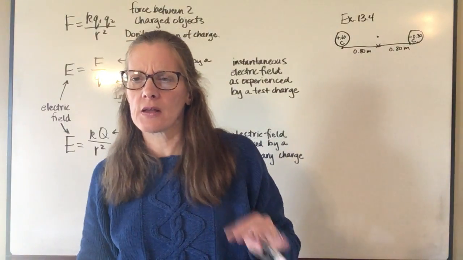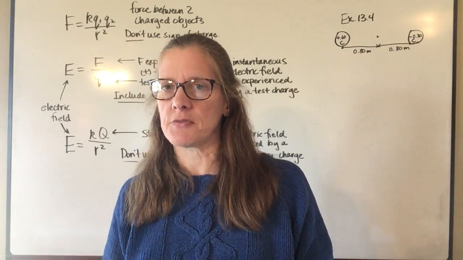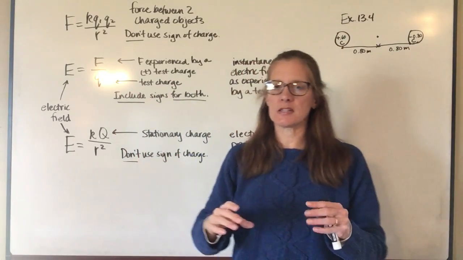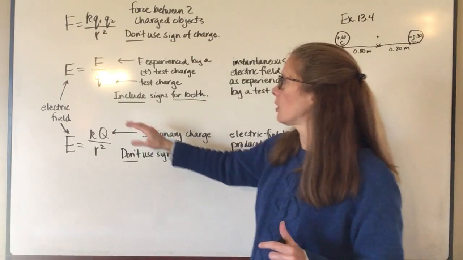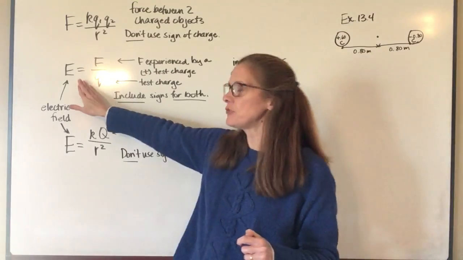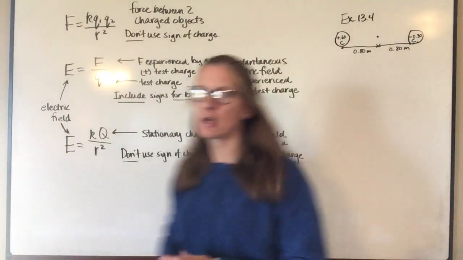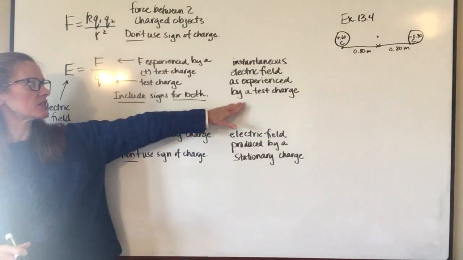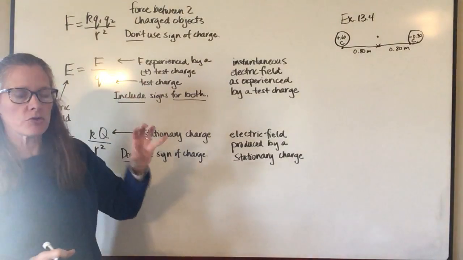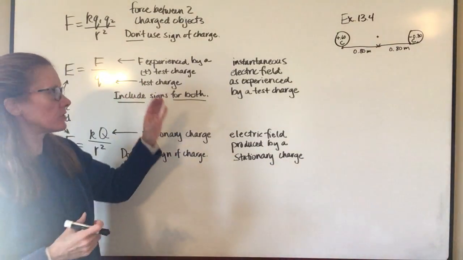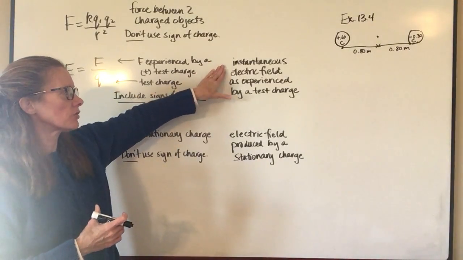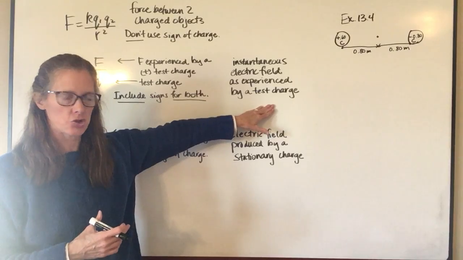Because we know that electric field lines assume a positive test charge, and so if it happens to be a negative test charge, then it's going to pull that field the other direction. So we're going to include signs for both the force and the test charge if you use this particular equation. Because what this equation does is give us the instantaneous electric field, and it's instantaneous because this charge is moving, and as soon as it moves, the force is going to be different because the distance is different. So this is for an instantaneous electric field as experienced by a test charge.